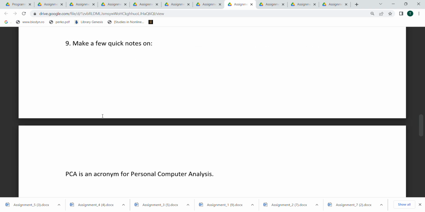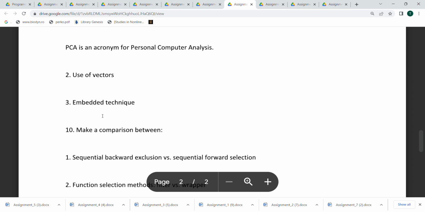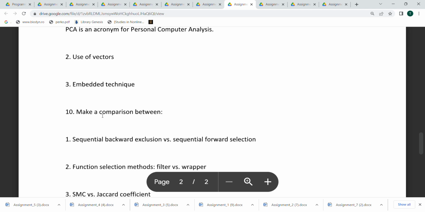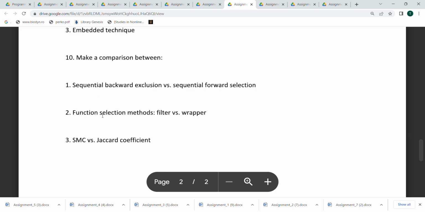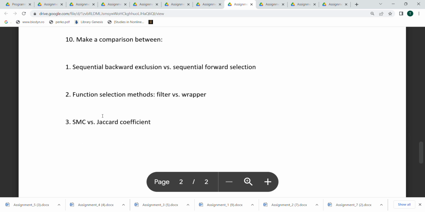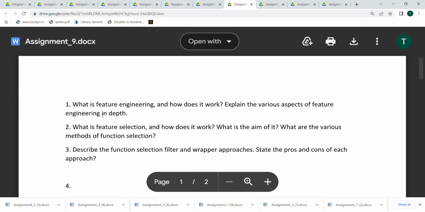Make a few quick notes on PCA, which is principal component analysis, use of vectors, embedded technique. Make a comparison between sequential backward elimination and sequential forward selection, feature selection methods, filter versus wrapper, SMC versus Jaccard coefficient. Okay, that's completely fine, right? I think you are getting all these points.